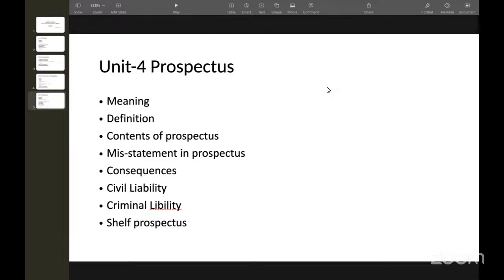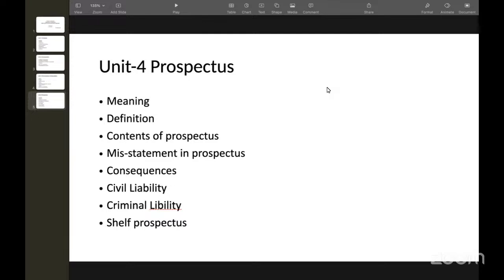Next is misstatements in a prospectus. A misstatement in a prospectus refers to any untrue or misleading statement or omission of material facts that could mislead potential investors. Misstatements can occur due to negligence, fraud, or intentional concealment.